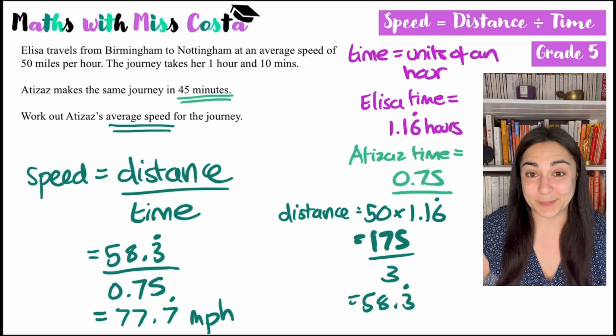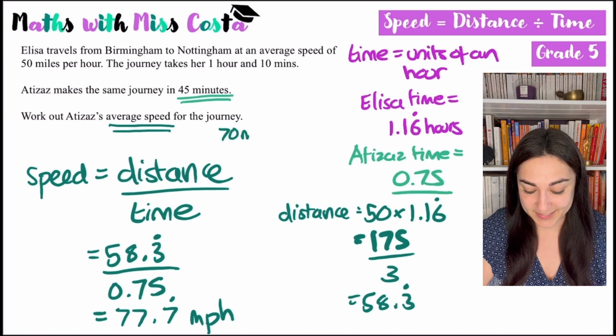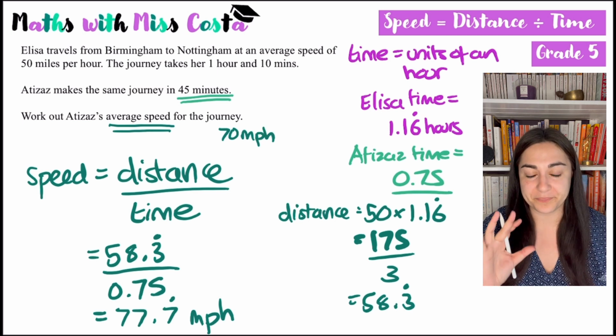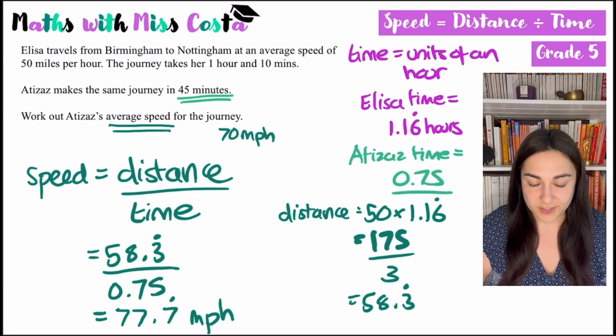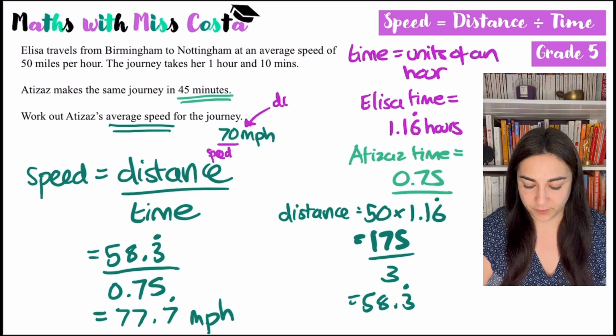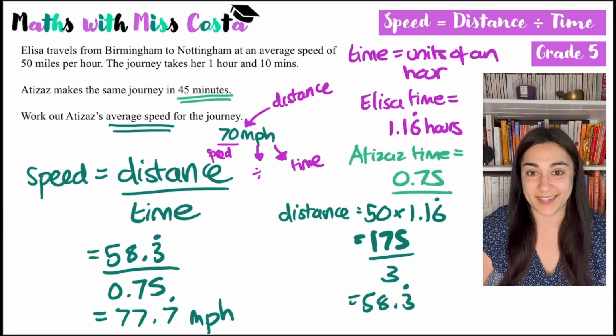So that tells me that Atazaz was speeding because the national speed limit is 70 miles per hour. Oh, another quick thing. If you forget the formula for speed, distance, time, just think of the national speed limit, which is 70 miles per hour. 70 represents the speed. Miles is a measure of distance. Per means divide, and hour is a measure of time. So if you ever forget it, you can always think national speed limit: speed is distance over time.